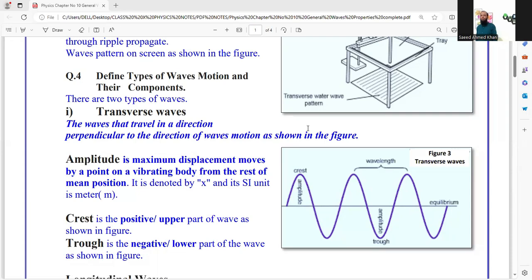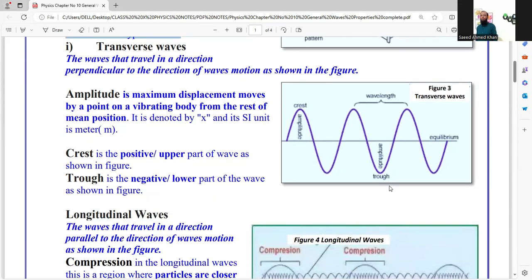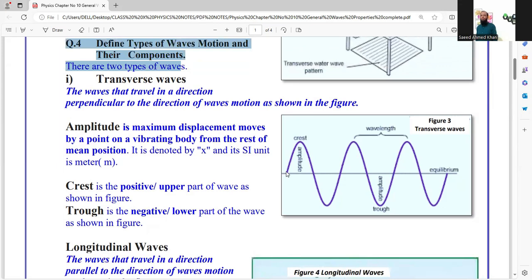Here you can see a wave, and this part is called crest, and the height from the mean point is called amplitude. This wave goes down and then comes up. So there are a number of waves here. The lower part is called trough and the upper part is called crest, and the height from the mean point to the highest point is called amplitude.